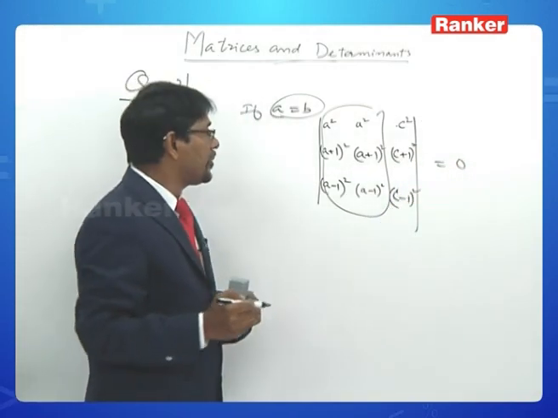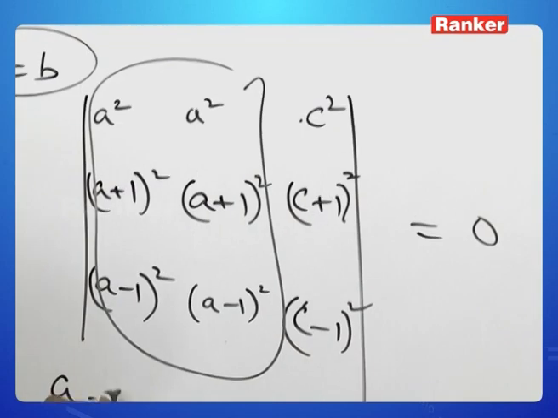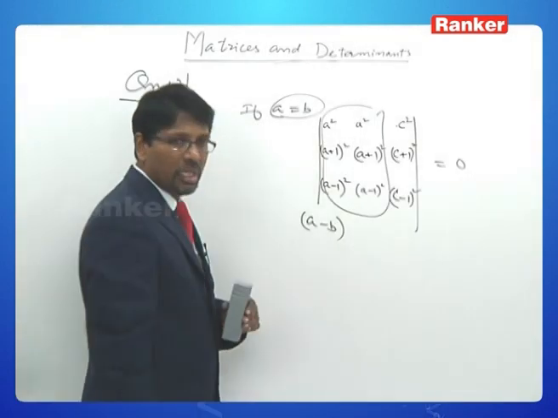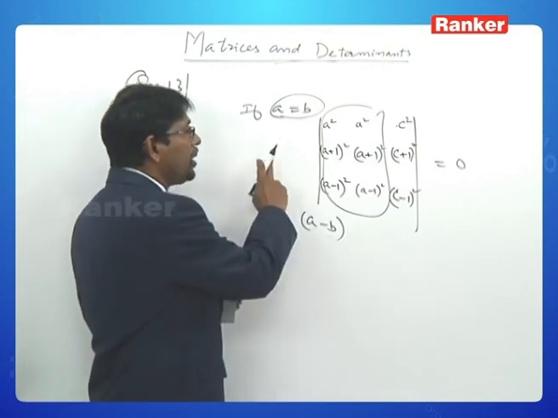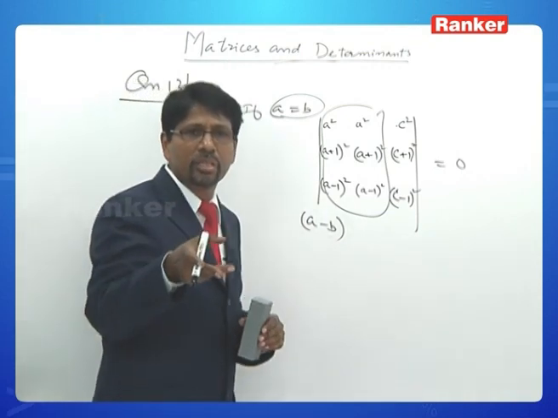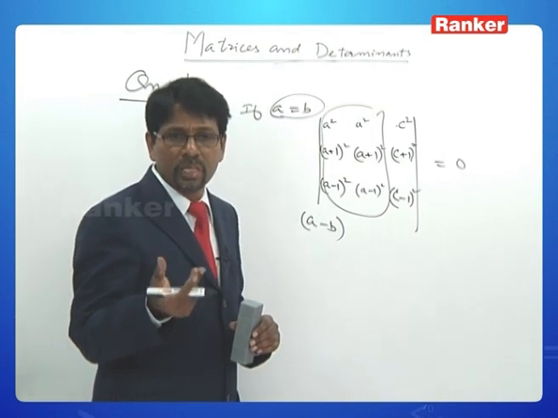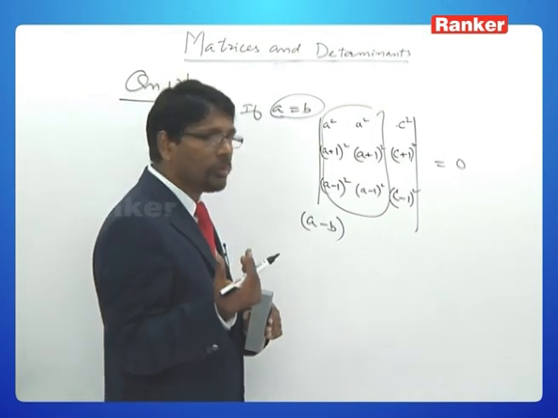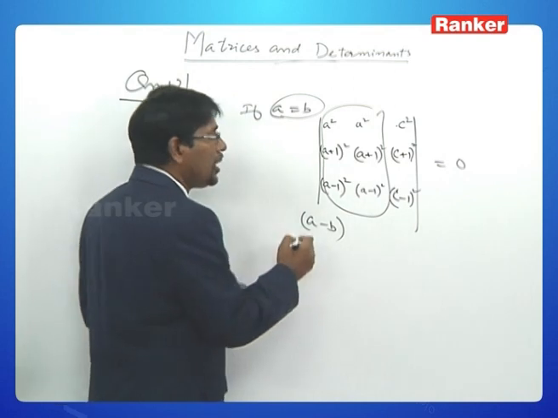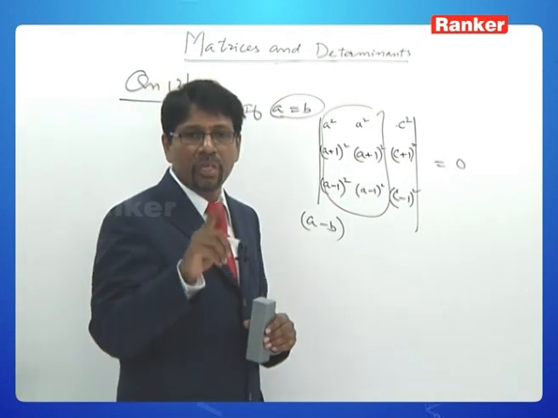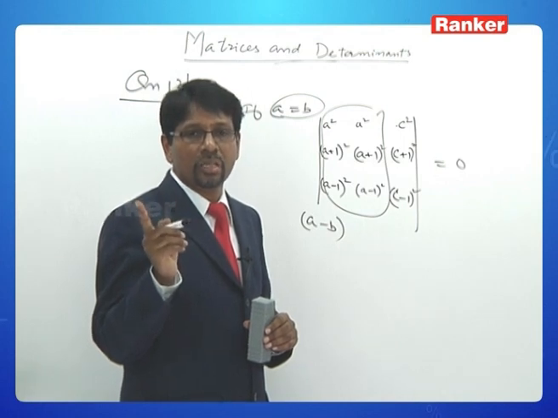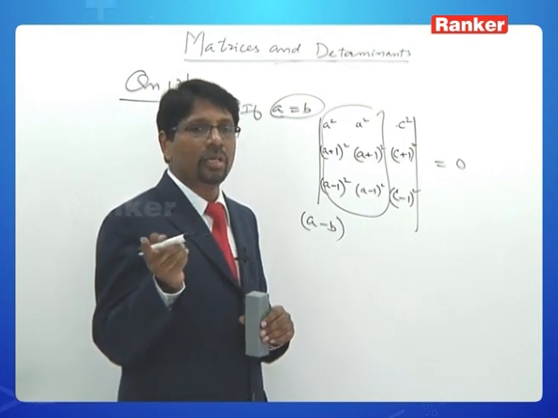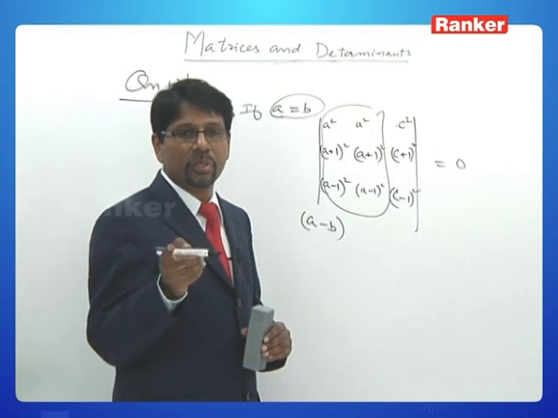So clearly A minus B must have been a factor for it. A minus B is a factor for it. Or A equal to B is making the determinant 0. You are given the determinant to be 0. That means that we can conclude that A is equal to B. Similarly, B equal to C. If I put B equal to C, second and third columns become identical. So B equal to C can be a possibility. Similarly, C equal to A.